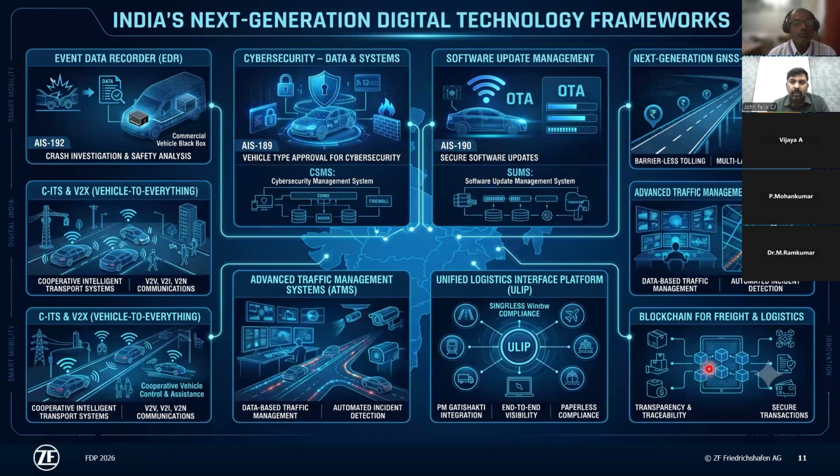There are also other, simpler use cases like next generation GNSS-based tolling. Again, this is also coming up, and blockchain for freight and logistics is also an intelligent and secure way of managing smart logistics that is happening in this industry. All these are very much in the future of how this digital backbone in India is shaping up, enabling different digital twin applications, is what we anticipate.